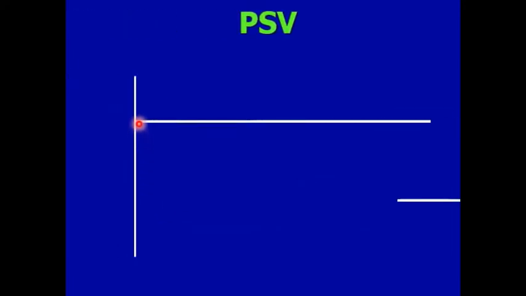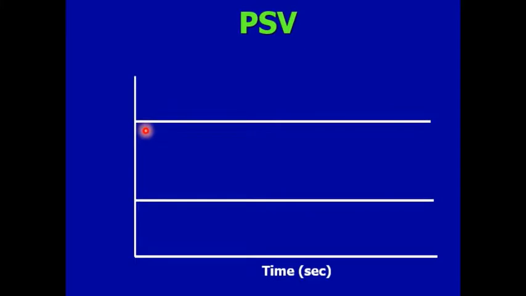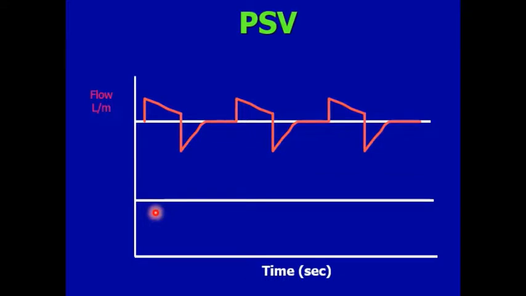In case of pressure support ventilation, you can see there is a decelerating flow. So a decelerating flow type of waveform in case of pressure support ventilation. As you can see here, these are all patient triggered breaths. So the initial part of this pressure time waveform is negative. This indicates that the patient is triggering.